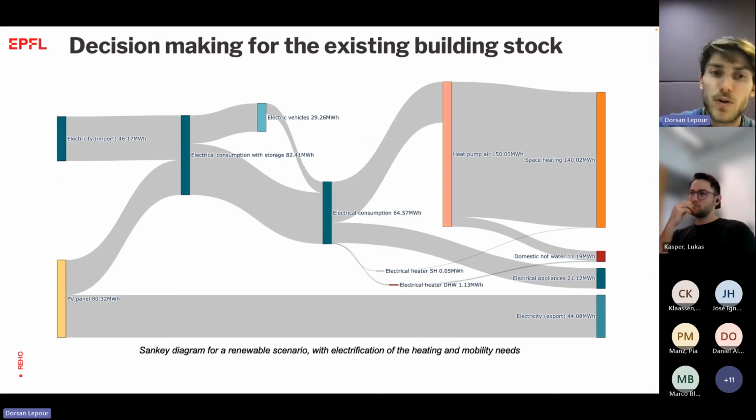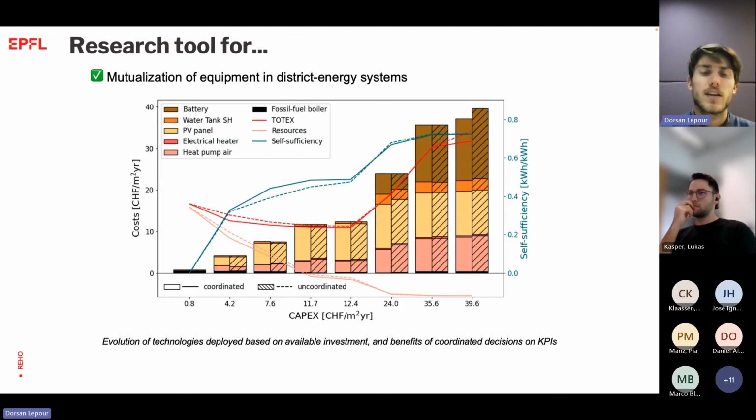Here are some other diagrams where you can see the energy flows for a building, the annual flows resulting from an optimization for a renewable system. Here it's interesting. This diagram shows the evolution of the technologies based on the amount of money that people are willing to invest for shared equipment.